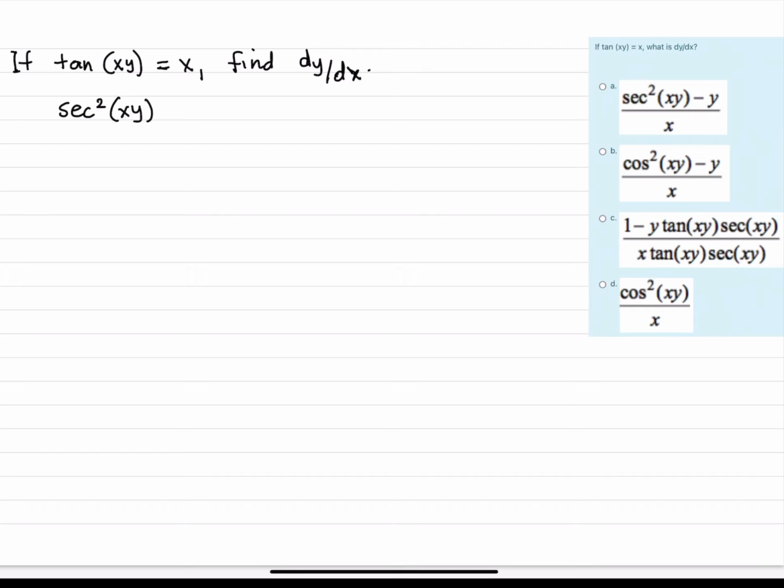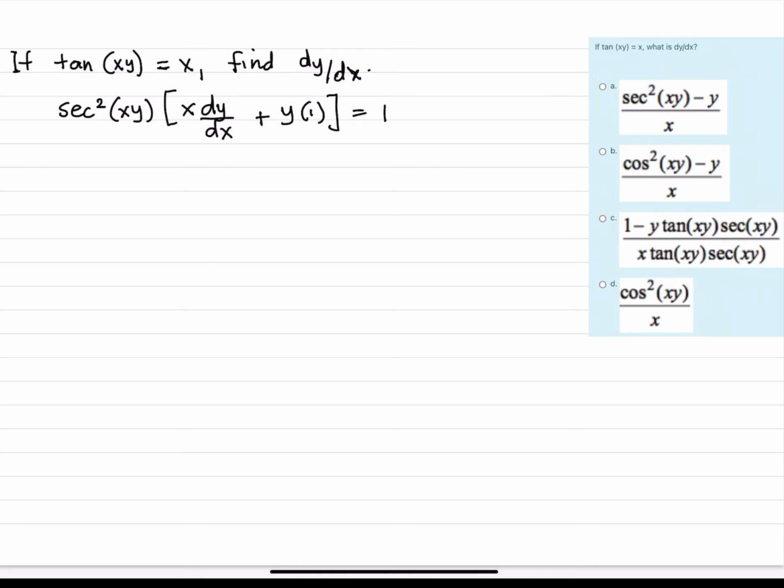and from our chain rule, we differentiate xy, which is a product, as the first factor x times the derivative of the second factor y, which is dy over dx, plus the second factor y times the derivative of the first factor, derivative of x equals 1. So times 1 equals derivative of the other side of the equation, derivative of x equals 1.